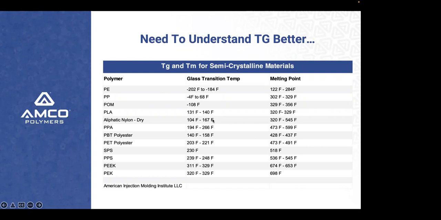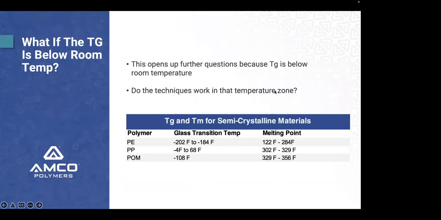Here's my glass transition. Once again, semi-crystalline means I have amorphous and crystalline. You have a glass transition and a melting point. For amorphous, I only have glass transition. But what if the glass transition temperature is below room temperature? I'm never really going to get to room temperature to my glass transition for polypropylene, polyethylene, and acetal. They have glass transition temperatures below room temperature.